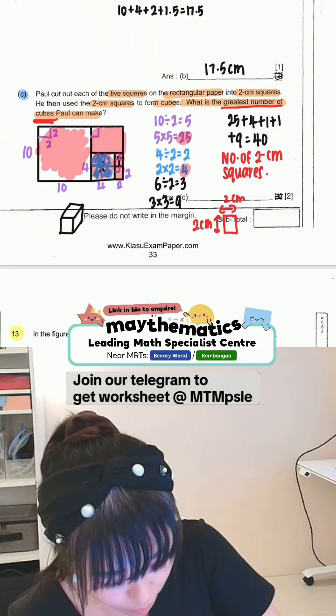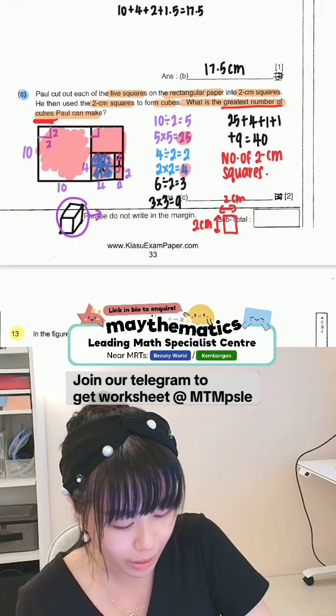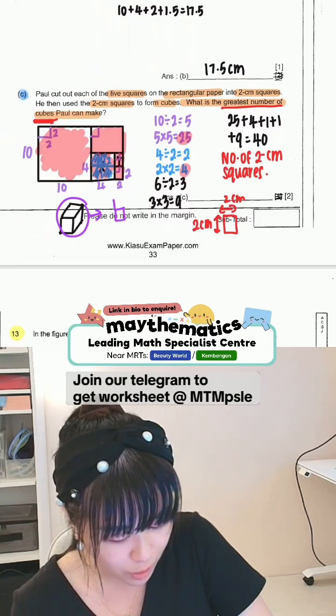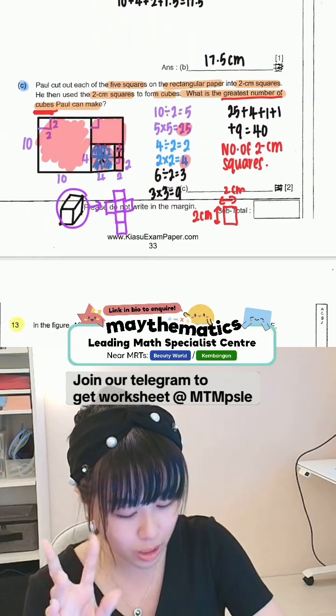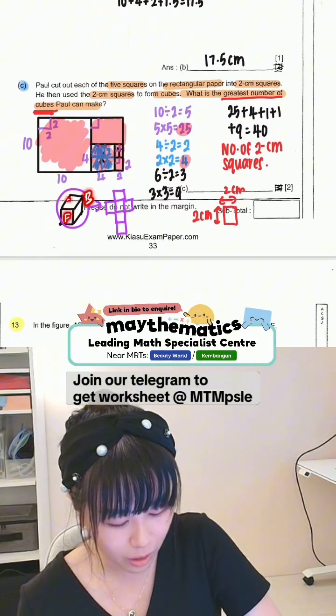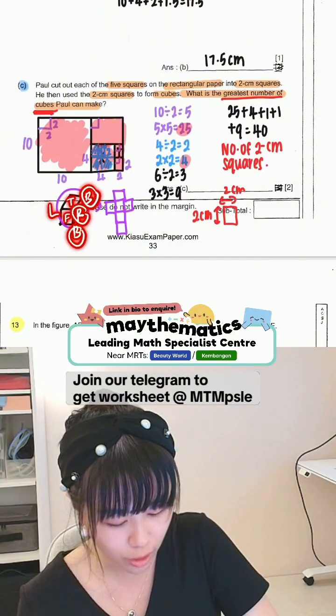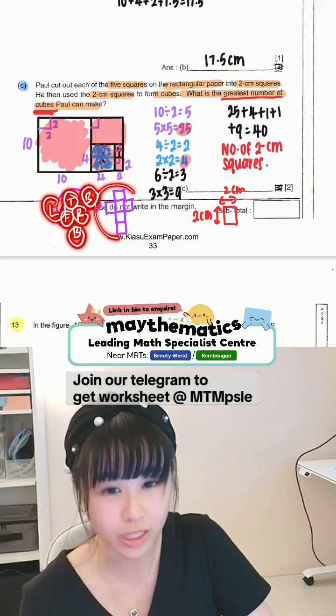So anyway, for a cube, you all must know, you open up the net, it is made out of 6 squares: 1, 2, 3, 4, 5, 6. Why is it made out of 6 squares? Because front, back, top, bottom, left, right. So it's made out of 6 squares.